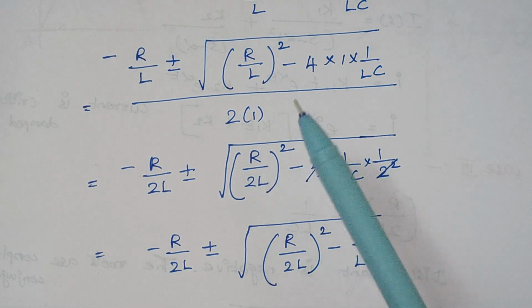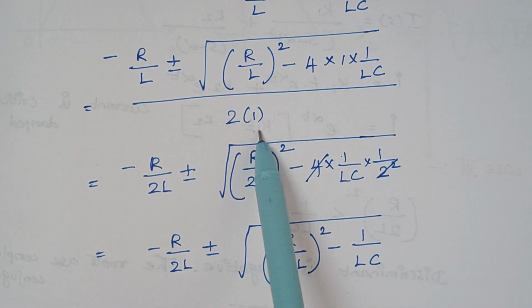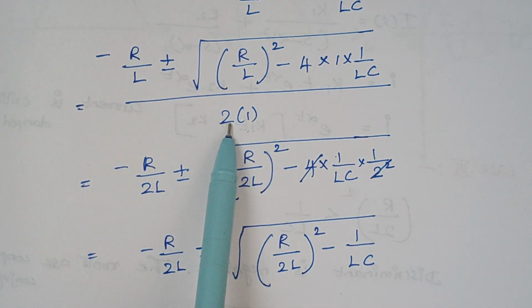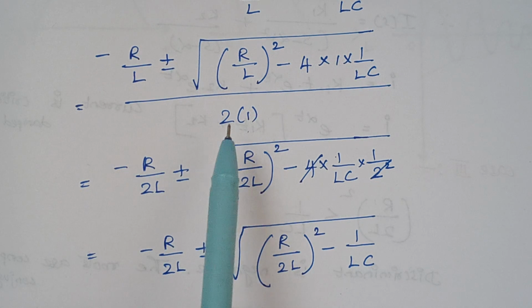Here the thing to be noted is this 2 is common for all the numerator terms. So I am going to shift this 2 to the numerator part. So what happens?